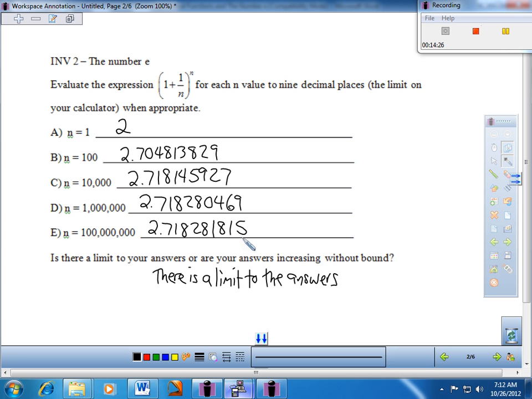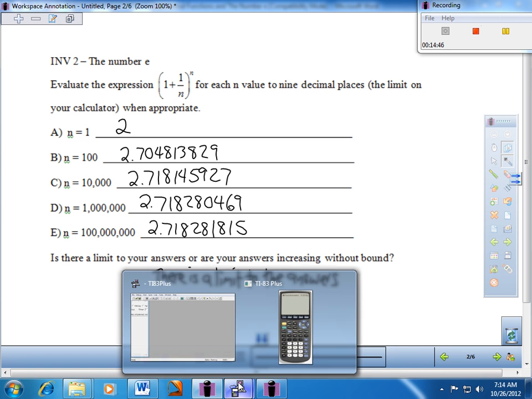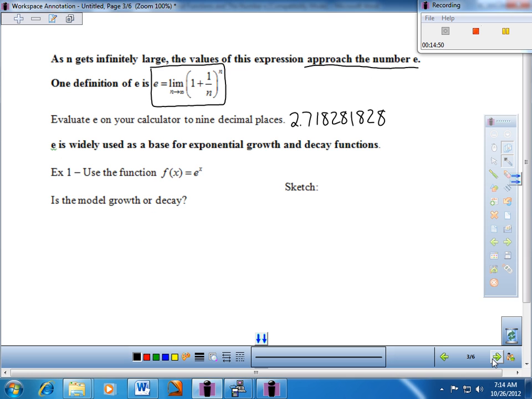2.718281815. So this is a little smaller. If I was putting in larger and larger numbers for that expression, I would see this come up a little bit here, but it would not get bigger than what you just saw on the calculator for e. So your calculator is rounding e to 9 decimal places there. Okay, excellent.